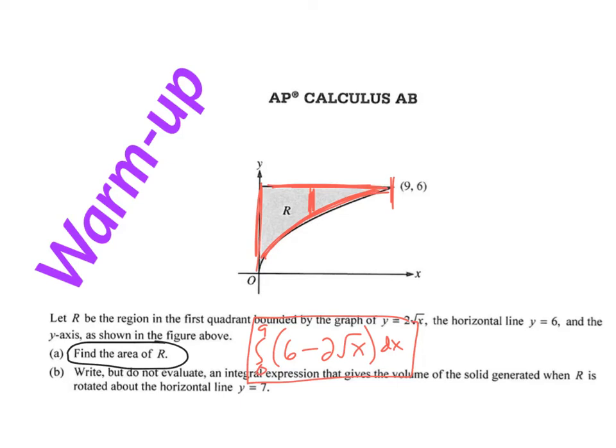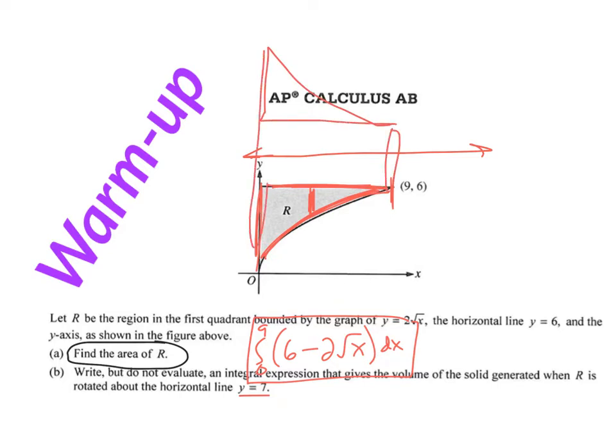And notice for part B, it says write but do not evaluate the region rotated about, in this case, the y equals 7 line. And so notice y equals 7 is going to be above the region. And so if you rotate that, it looks like you get something that kind of looks like this. And the big thing you got to know is, since there's a gap involved and it's a horizontal line that we're rotating it about, that we're going to be doing things with respect to x, and since there's a gap, we're going to be integrating the washer technique, so big R squared minus little r squared here.